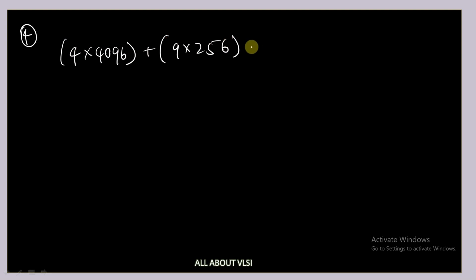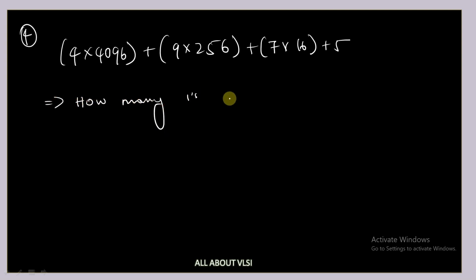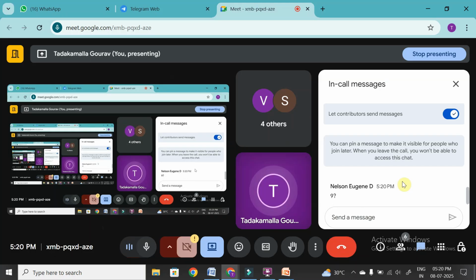So we have a number 4 into 4096 plus 9 into 256 plus 7 into 16 plus 5. Okay, so we need to find how many ones are there in the binary representation of this number. How many ones are present? Anyone got the answer? So the answer is 8.